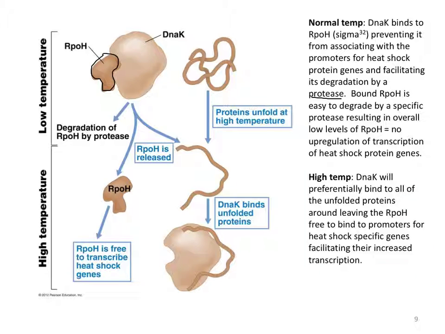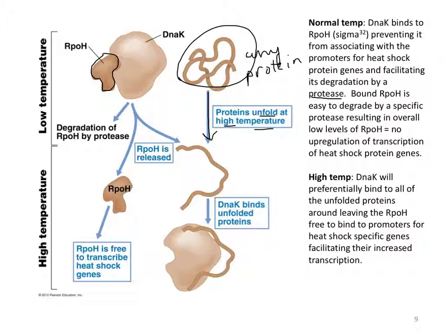But what happens is, as the temperature heats up, DNA-K will start to bind more and more with unfolded proteins. So over here we have just a protein, right? And as temperature increases, that protein is unfolding at high temperature. So this could be any protein. Okay, and there are a lot of proteins in cells, so generally speaking, as you increase temperature beyond a certain point, you'll have a lot of proteins that are unfolded.